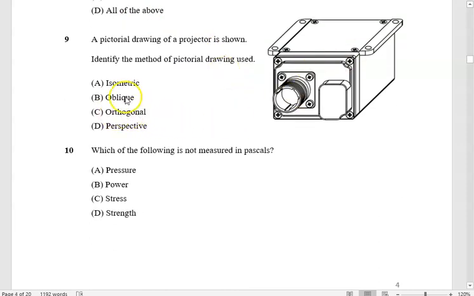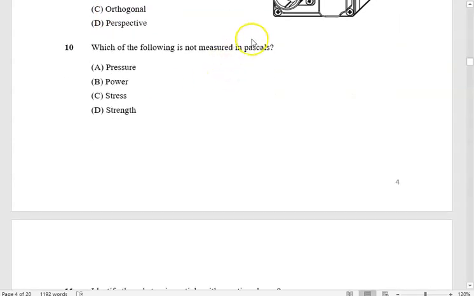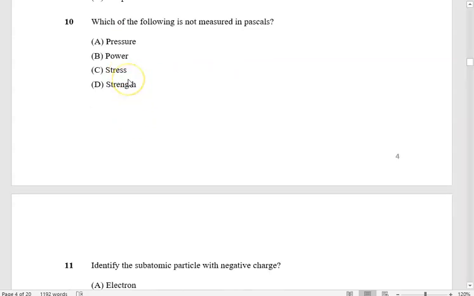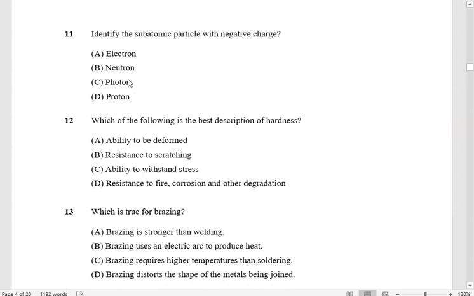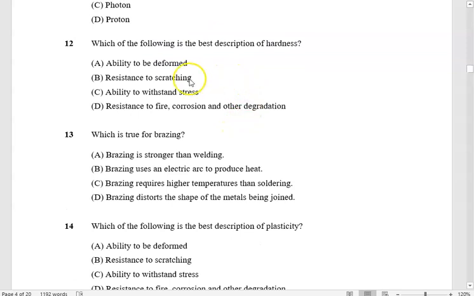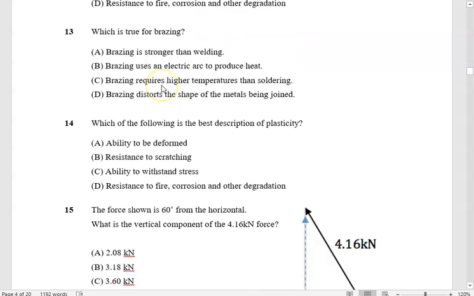This drawing is an oblique drawing. Oblique means Latin for slanted. Pascals, well, so pressure and stress, they're the same thing, just different amounts. Strength is also measured in pascals. Power is the correct answer. Identify electrons have a negative charge. Hardness is the resistance to scratching.